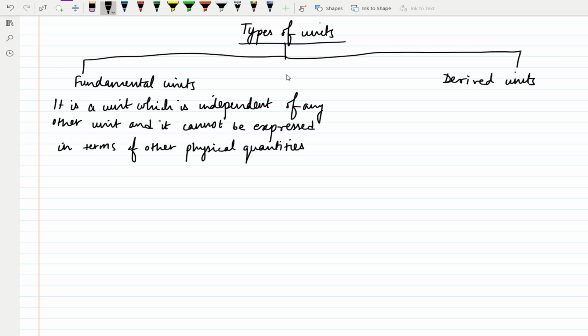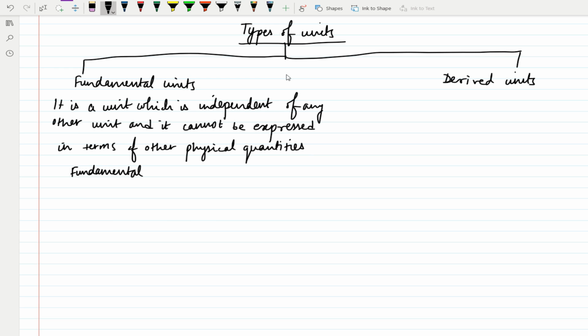Now what does it mean? It means that the fundamental units are the basic building blocks, the basic units using which you can make other units, but these are independent. These fundamental units are independent of any other units. That means they cannot be made using any unit. They cannot be expressed in terms of other physical quantities, but they can be used to express other physical quantities.